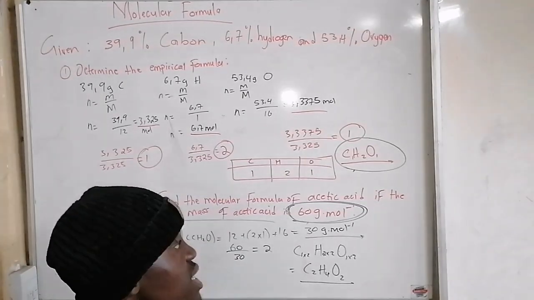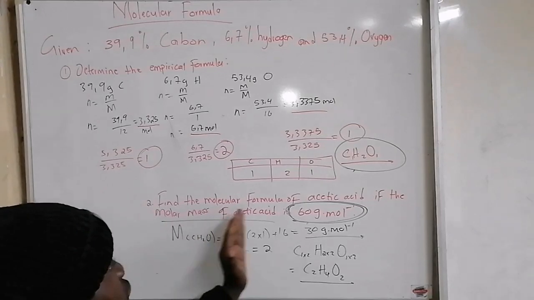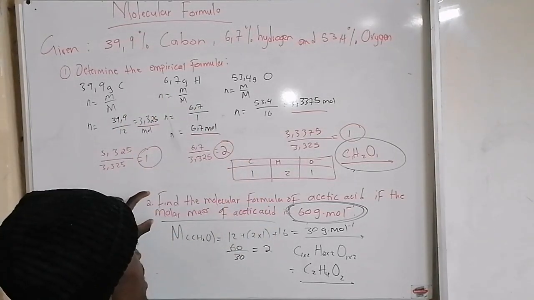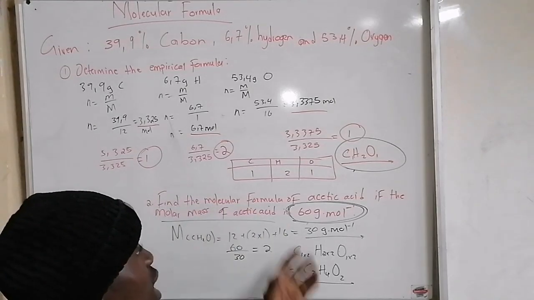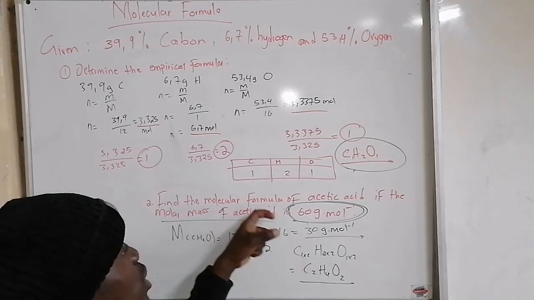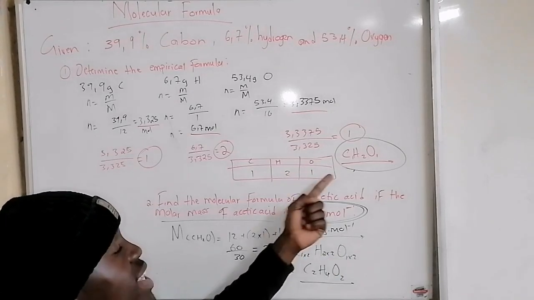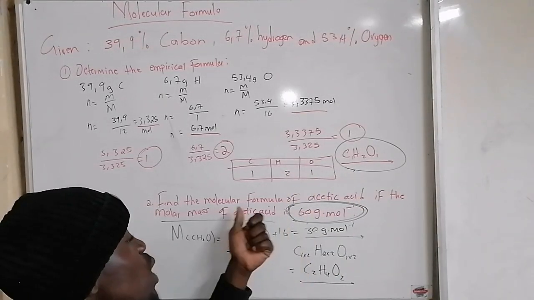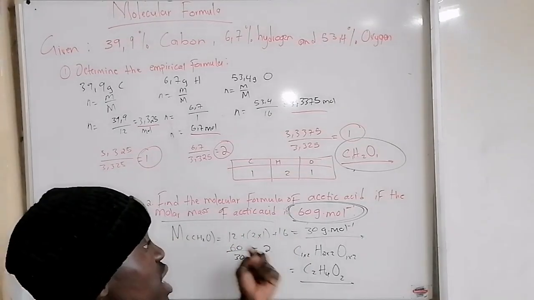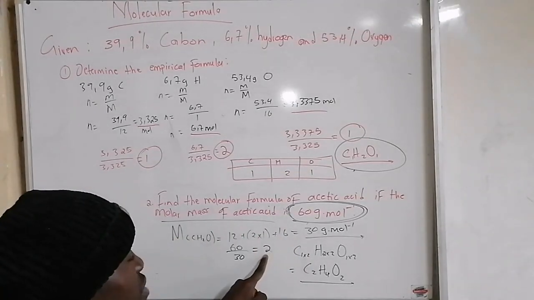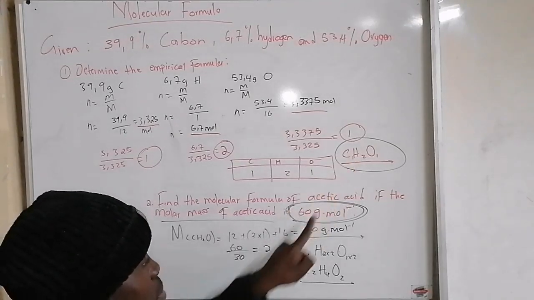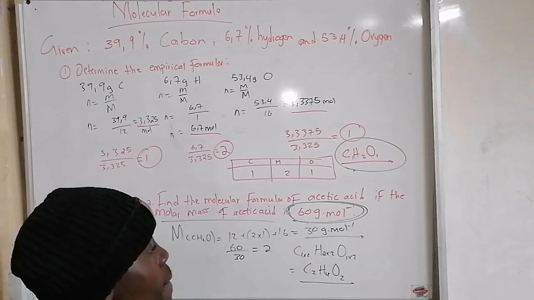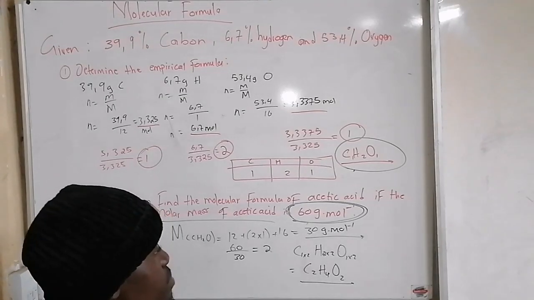The most important thing, for you to find the molecular formula, you have to find the empirical formula first. And after that, they will give you the molar mass of the molecular formula. Now you have to find the molar mass of the empirical formula. Then you take the molar mass of the molecular formula, you divide it by the molar mass of the empirical formula. Now we got 2. Therefore, this 2 is going to multiply the subscripts of the empirical formula. Therefore, this is our molecular formula.